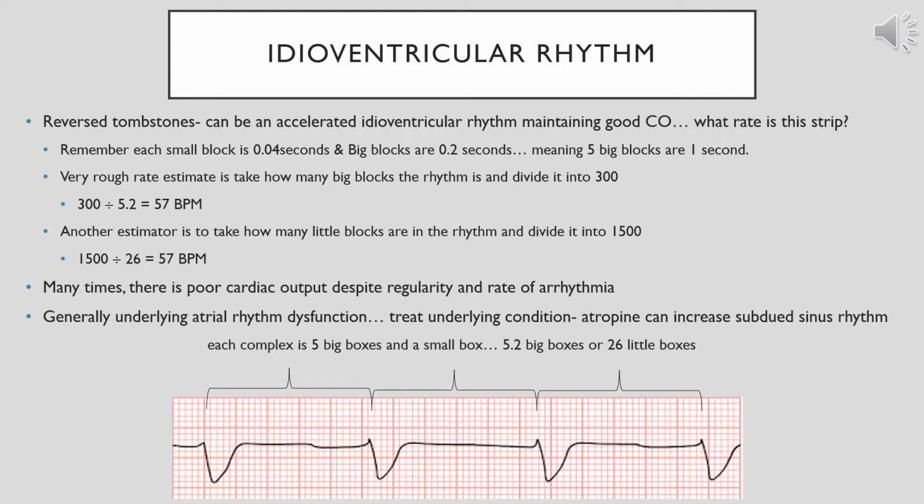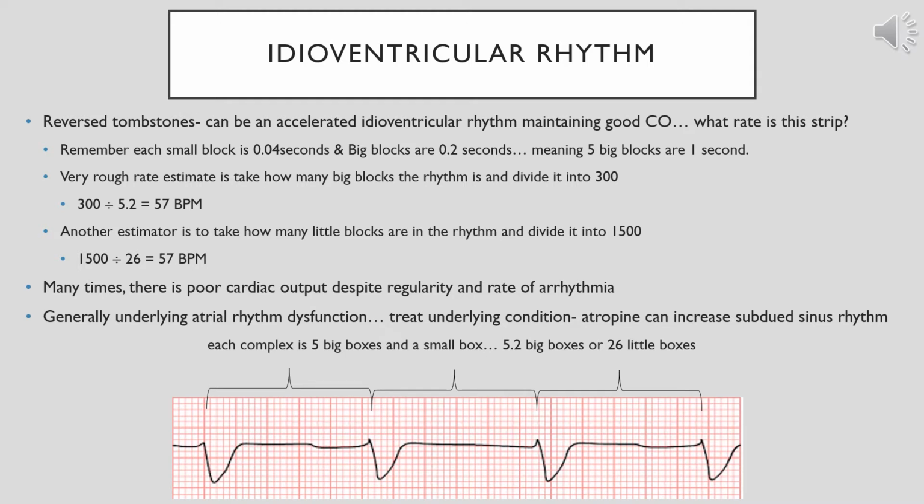This reverse tombstone pattern can be an accelerated idioventricular rhythm, maintaining a good cardiac output, and it can probably drag on for quite a while. Some people can sustain an idioventricular rhythm and perfuse for a while, whereas many other times this is a poor cardiac output despite it being regular and consistent. Eventually the patient is going to crap out and not be able to perfuse their cells, and this is going to cause problems.